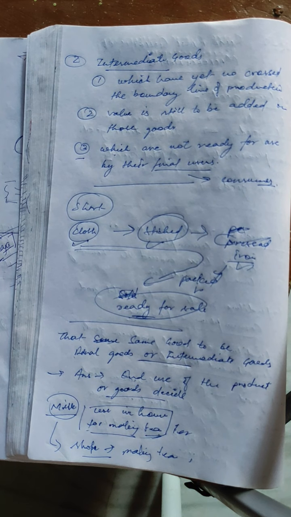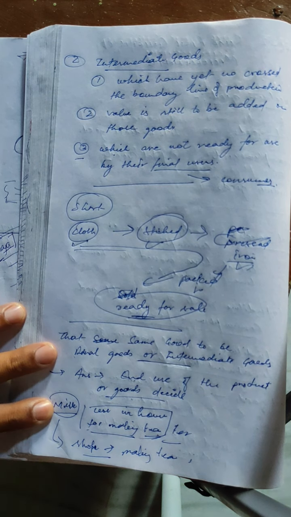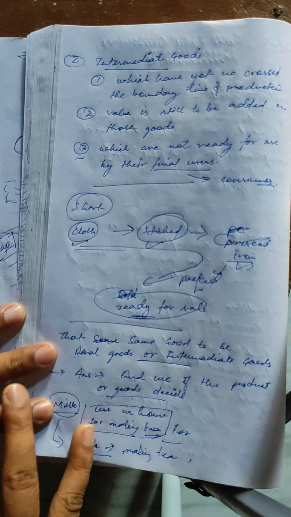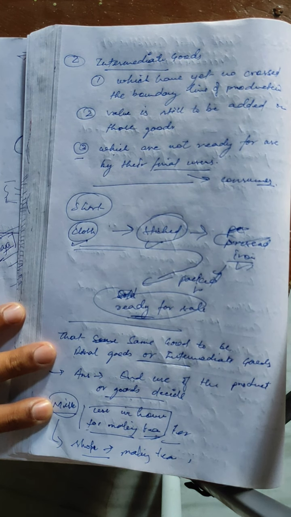So these things are used for household purposes. If it is used directly by the consumer, then it is a final good. And if producers or different sellers or shopkeepers are using it for different products or for the production of other goods, then it will be an intermediate good.